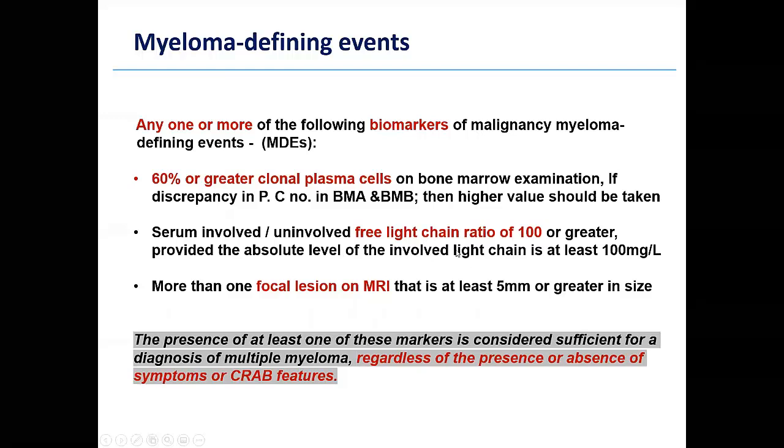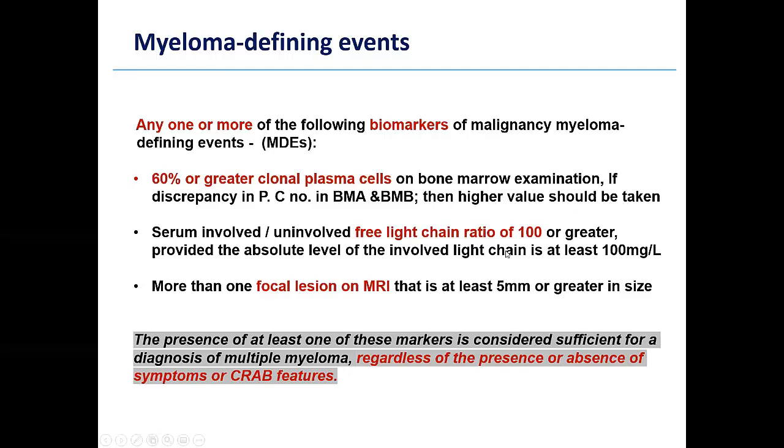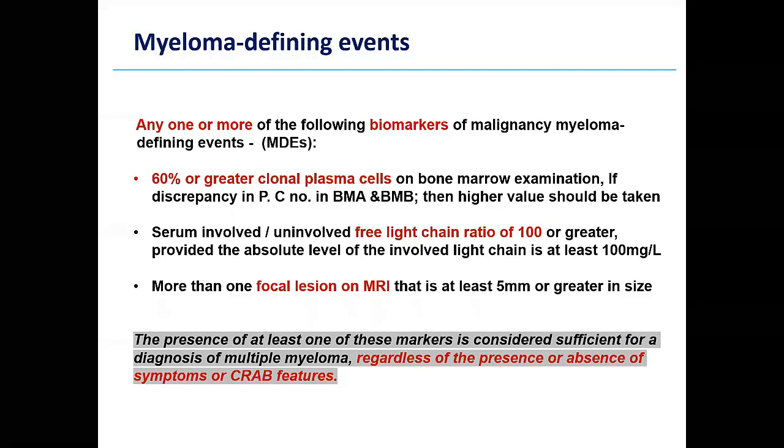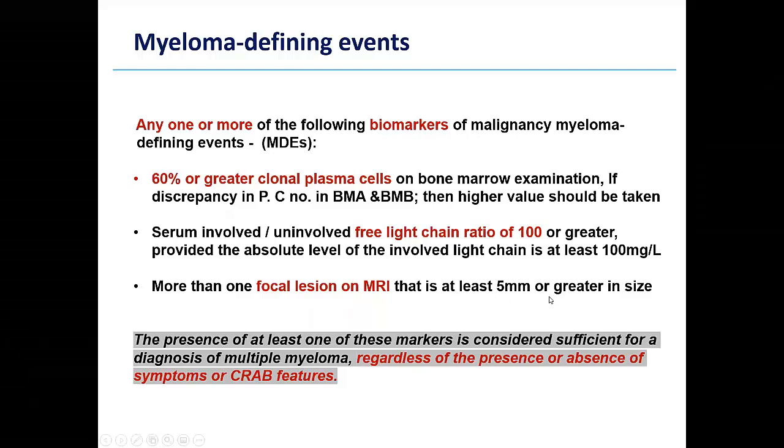So serum free light chain ratio of 100 is very, very important, not only for diagnosis, but also for prognosis. And once we give the treatment, to see the response to the treatment, because we go by how much free light chain ratio is changing, which light chain is increasing, which one is decreasing. And more than one focal lesion on MRI. Now that is also important, but it should be at least 5 millimeter or greater in size.